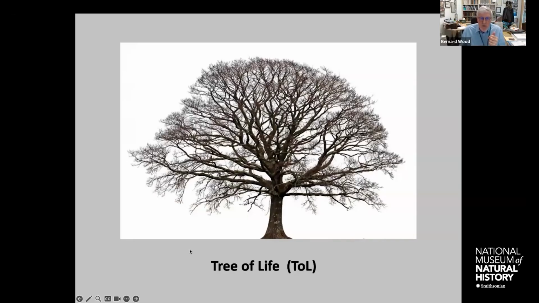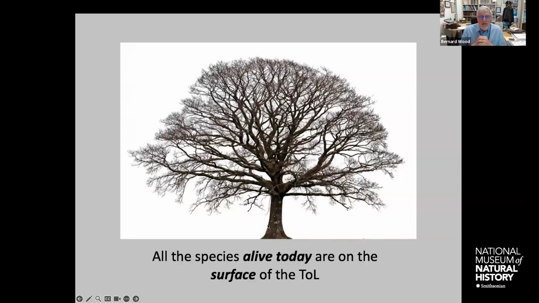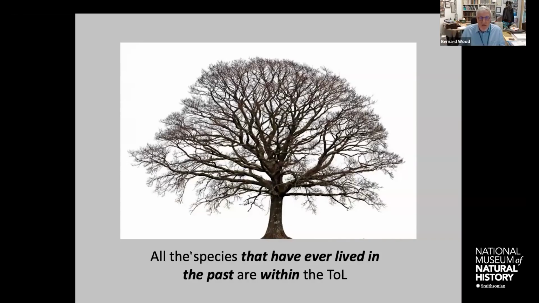And all the species alive today are on the surface of the tree of life, if you can imagine that. And all the animals that have ever been alive in the past, they are within the tree of life. And we are at the end of just one of the twigs which runs towards the surface of the tree. And my task today is to try and explain to you how we identify the adjacent twigs, the ones that are closest to us.